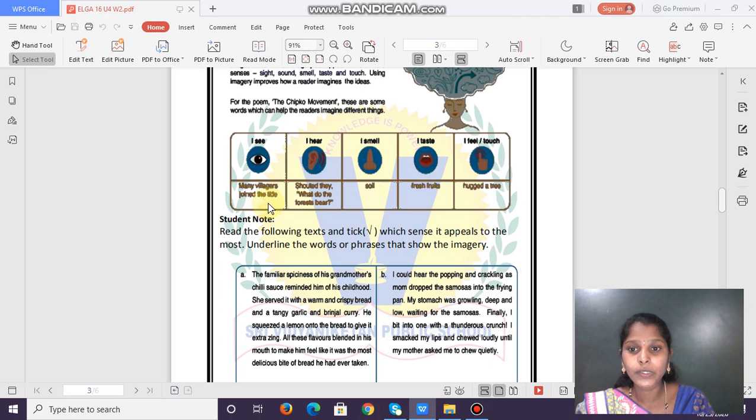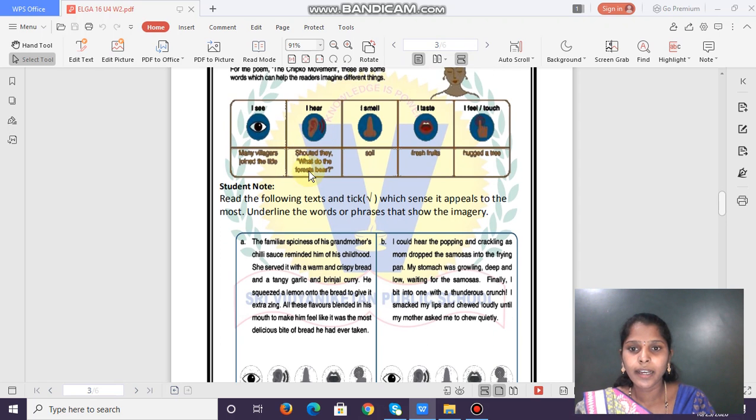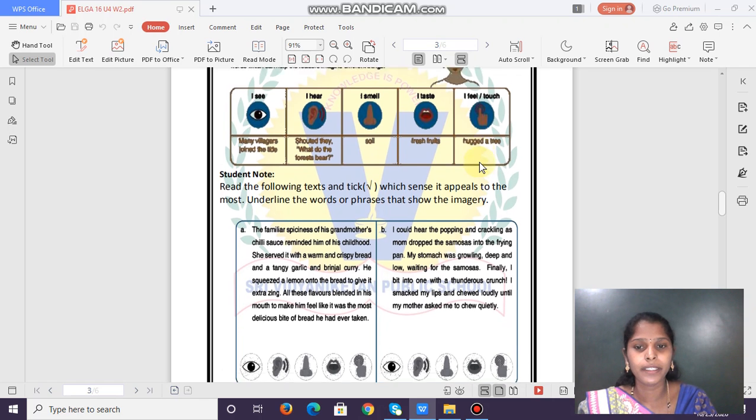Many villages joined the tide. I see many villages joined the tide and I hear them shout. What do the forests bear? I smell the forest soil and I taste fresh fruits. How do I feel? I touch and hug a tree. We are hugging them and feel happy.